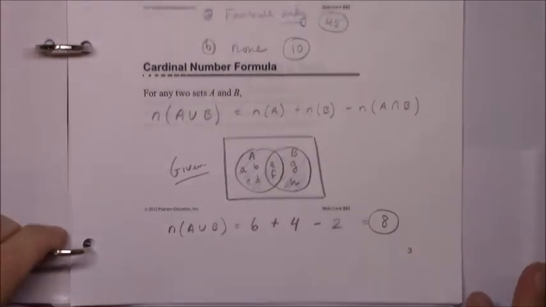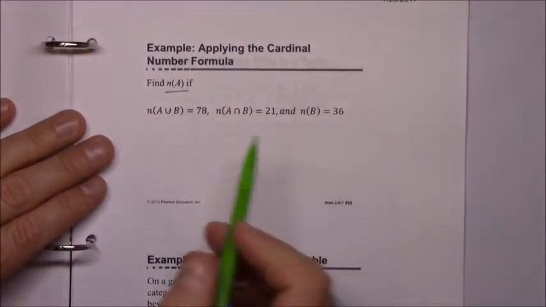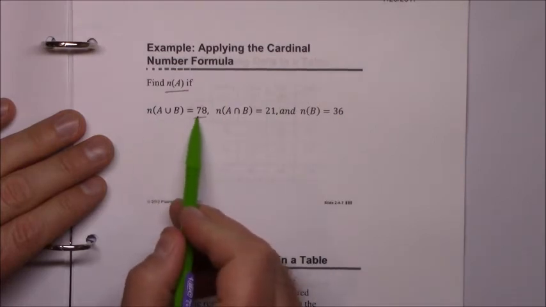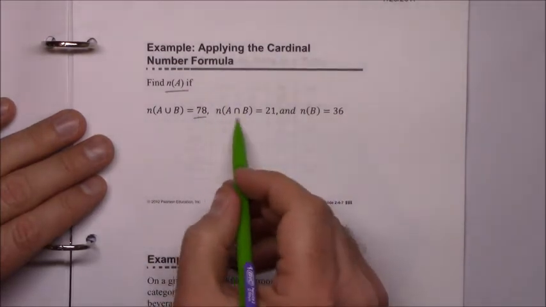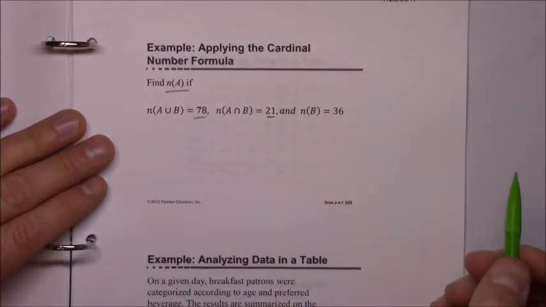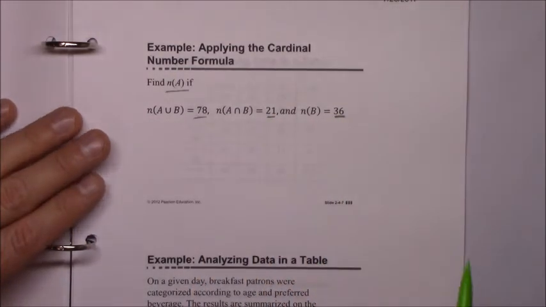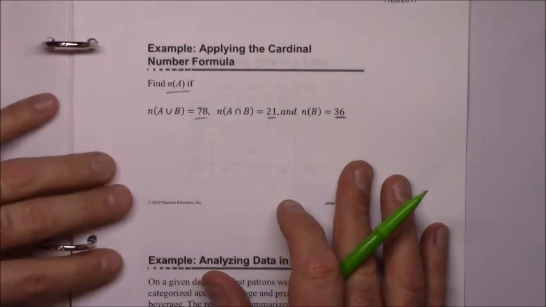Let me go ahead and turn over to page 4, and I'll show you some additional examples. Here they want us to find n of A if n of A union B is 78, n of A intersect B is 21, and n of B itself is 36. There's two approaches you could take to this problem. You could use the formula and work through it that way, or you could easily figure this out using a Venn diagram. I'm going to show you both so that you can see what your options are.